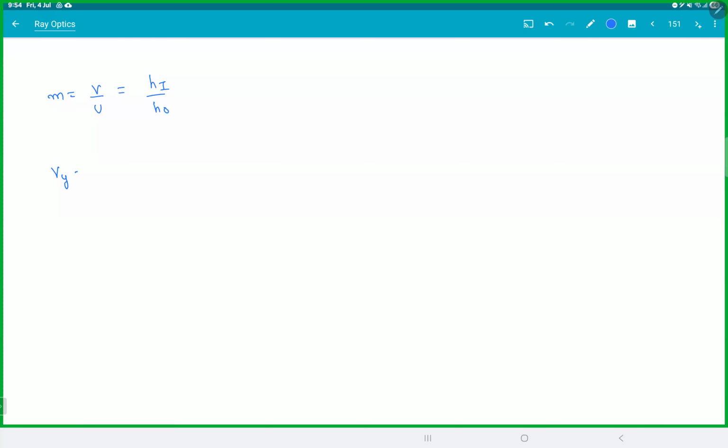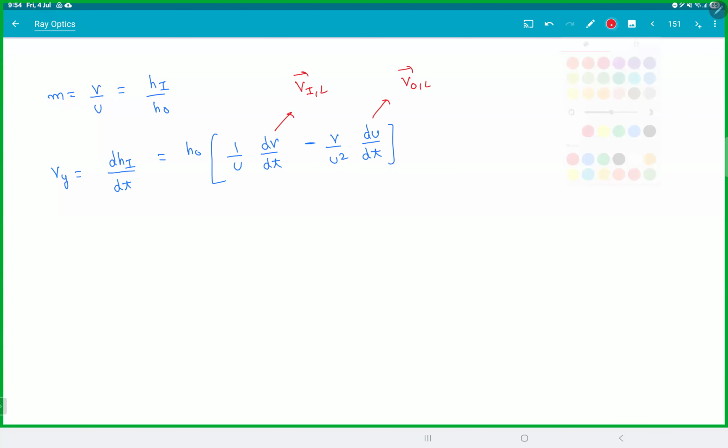So vertical component vy is nothing but dHi by dt, which is h naught. And when you differentiate this, you get 1 by u dv by dt minus v by u square du by dt. Be careful, dv by dt is nothing but velocity of the image with respect to the lens. du by dt is velocity of the object with respect to the lens. They're not in the ground frame.